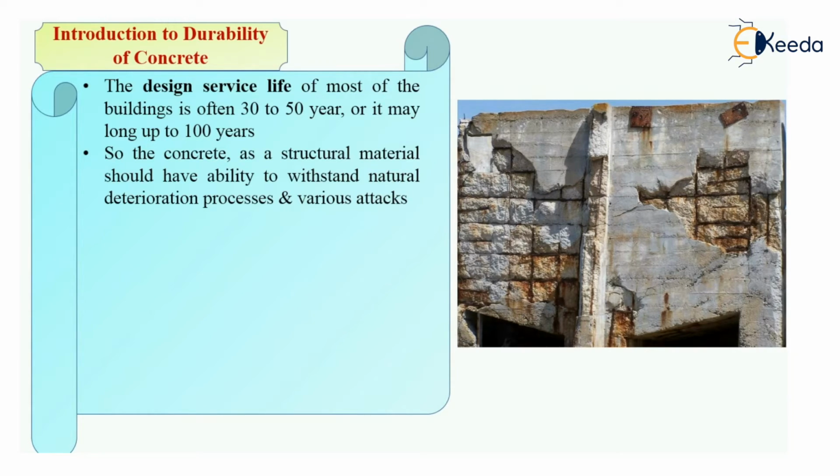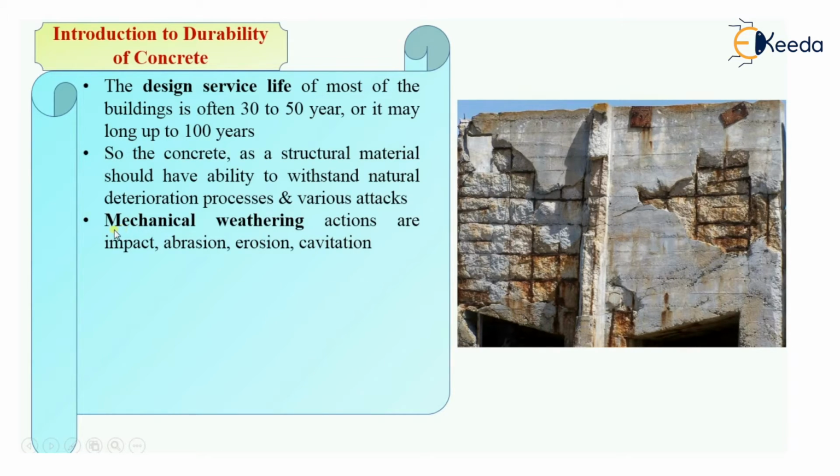Weathering can be divided into three forms. First is mechanical weathering. Mechanical weathering will include impact. If the concrete is getting impacted due to water or any other external force, that will come under the category of mechanical weathering. Then abrasion will also come in the category of mechanical weathering, that is wear and tear of the concrete surfaces or concrete structures, then erosion and cavitation. All these will come under the category of mechanical weathering.